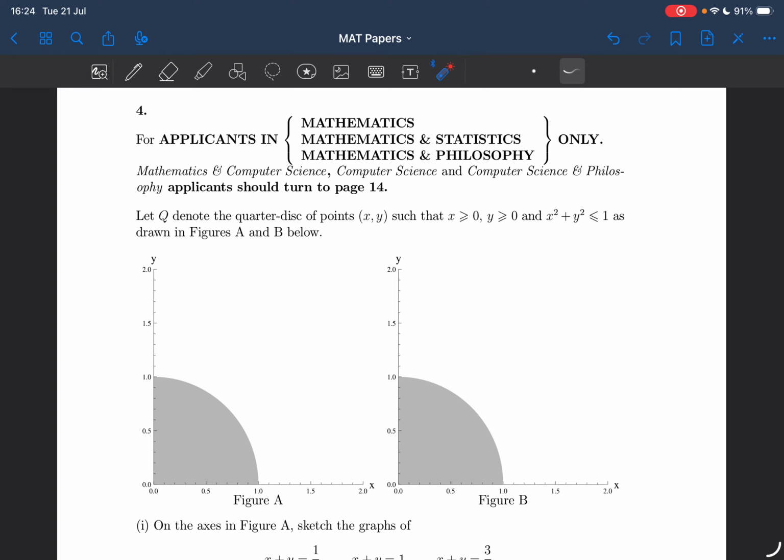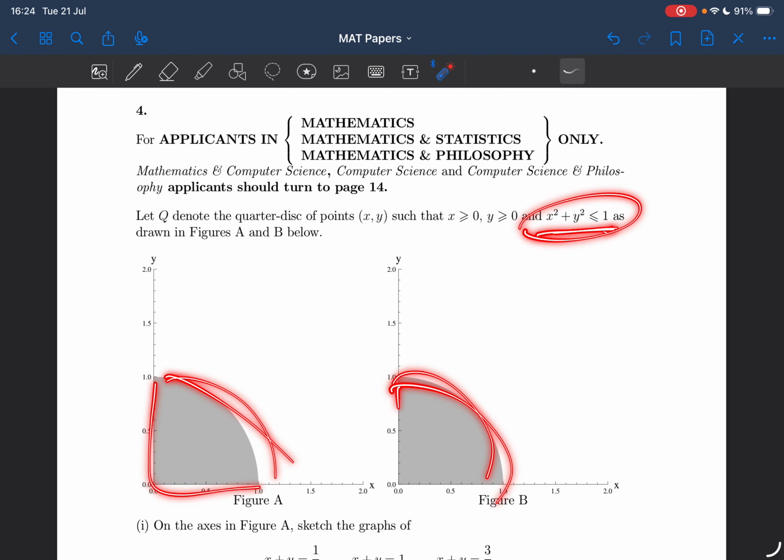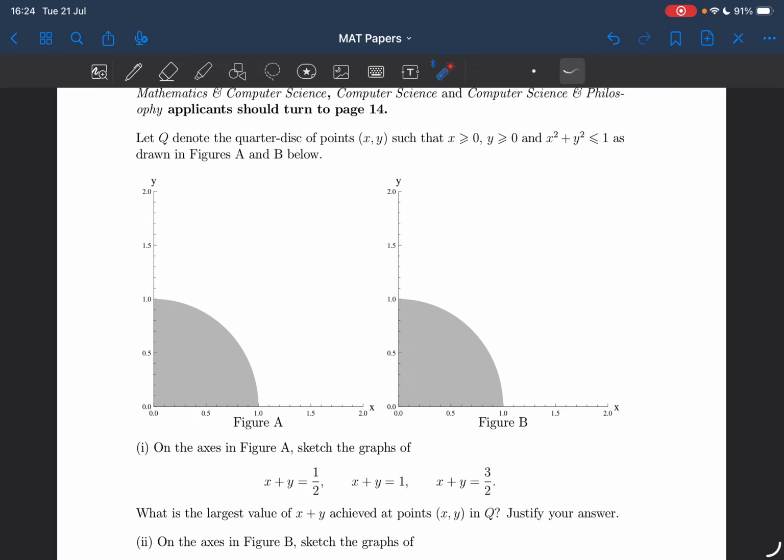Next one then, what is going on? Let Q denote the quarter disk of points (x, y) such that they're both positive or 0. Okay, so inside this circle, I see what's going on. On the axis in figure A, sketch the graphs of these things. Well, these are nice and straightforward. Look at this simpler one. y is equal to minus x plus 1. Very similar thing now, but just the c is going to change. So what we should see from both of these, they connect from like a half to a half. Just nice and straight lines like that.